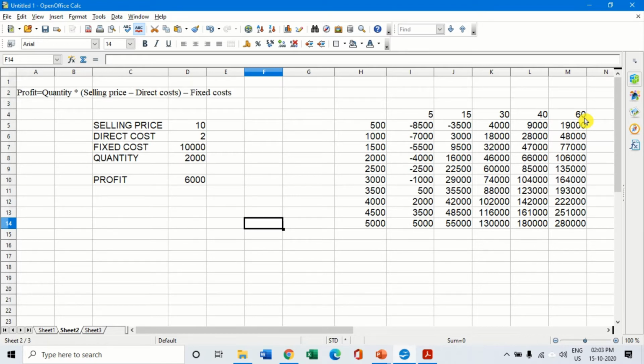Similarly, in this example that is given in your PDF textbook, I have already solved and shown you how to do the different types of rates, the selling prices, and how the profit will change for the different quantities.